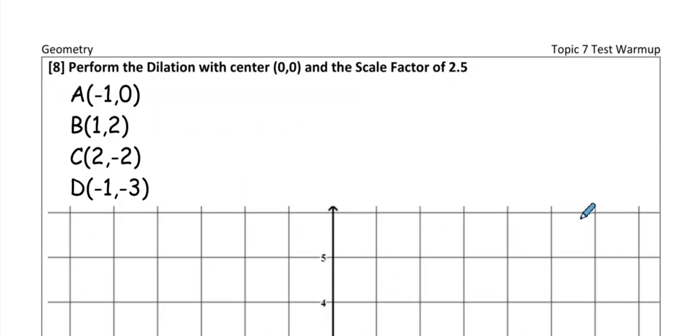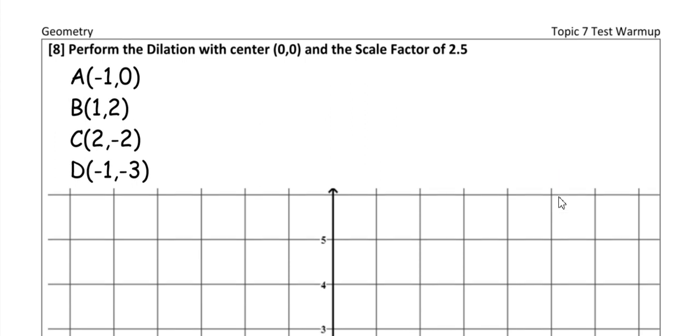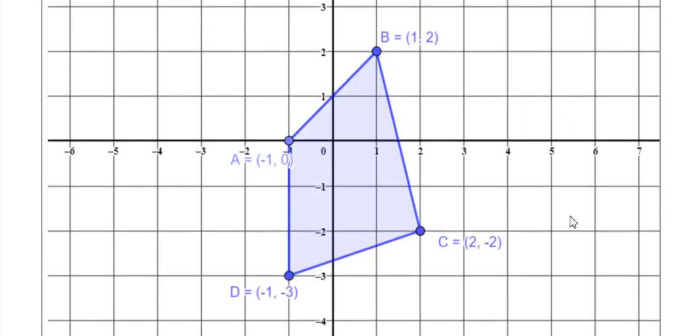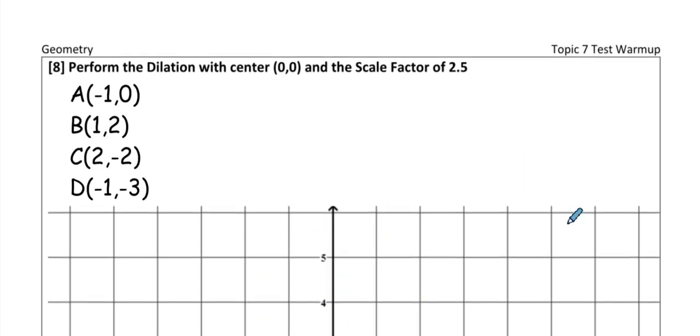All right. Question 8 is asking about dilation. So we're given this figure here, and we have to dilate it. We just really have to pick one of two strategies. The first strategy is really dealing with just coordinates. I left a space here so you could write the coordinates out if you wanted to, instead of just manipulating them in your head or on a calculator.